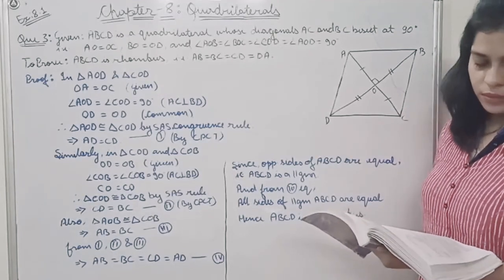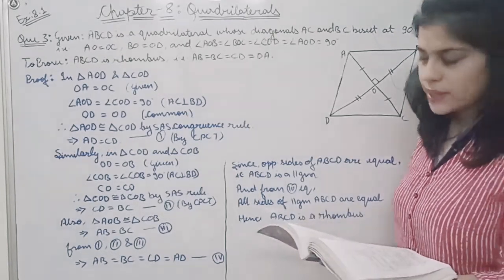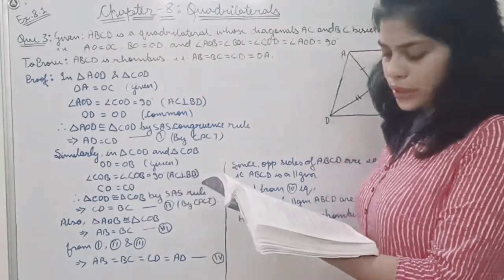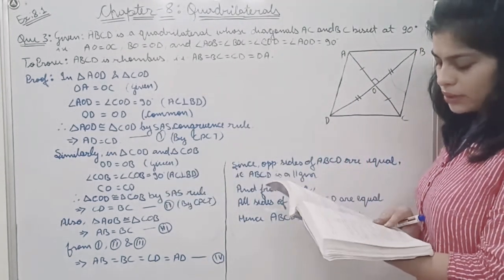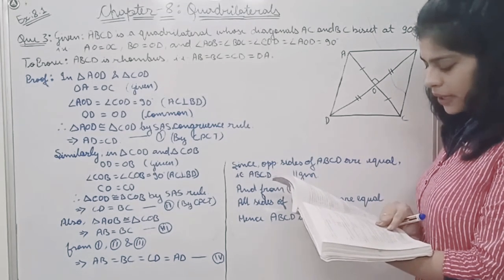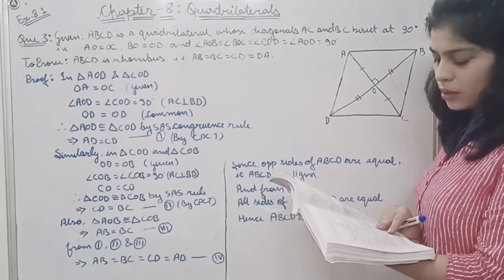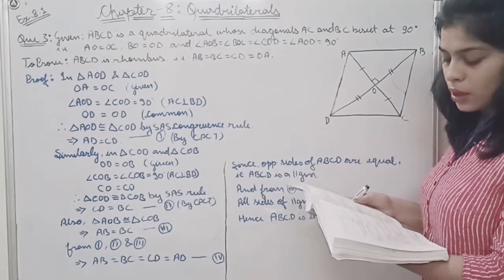Next to question number 1, we will solve question number 3 of exercise 8.1. See what the question is. Show that if the diagonals of a quadrilateral bisect each other at right angles, then it is a rhombus. Then that quadrilateral is a rhombus.